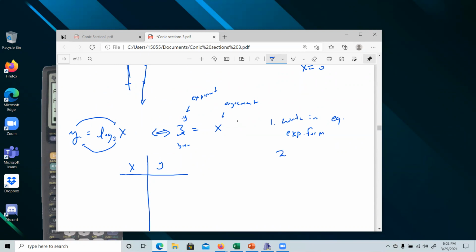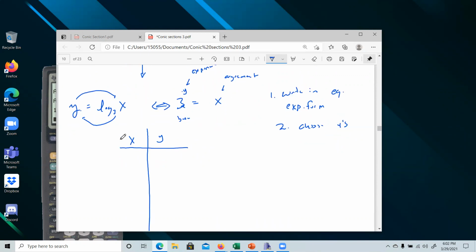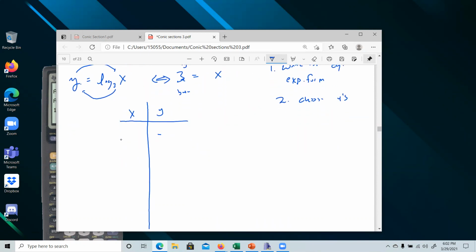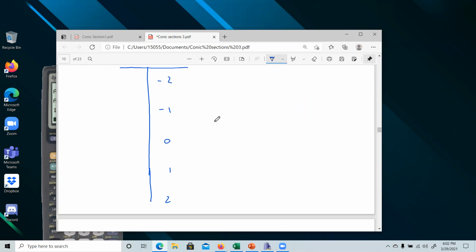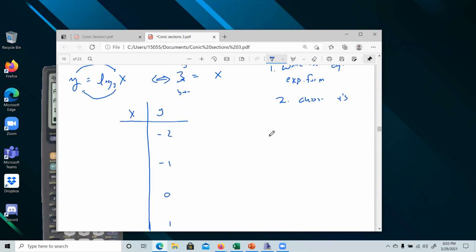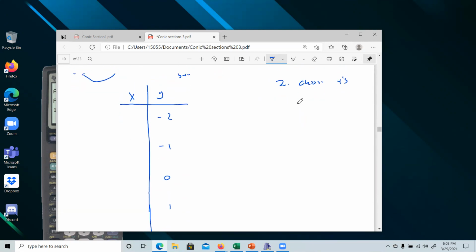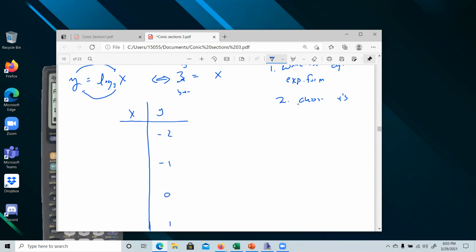Okay. Our second step is we're going to choose our y's. And choosing the y's is going to be the same thing over and over and over again, right? Just like x, when you build these tables, you always build -2, -1, 0, 1, and 2. Okay, so we're just going to follow that through. You can pick other numbers, but these are nice.